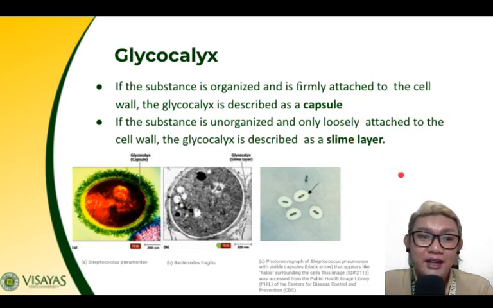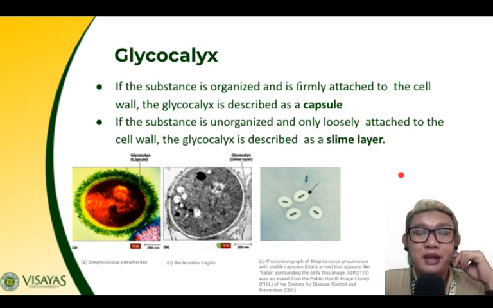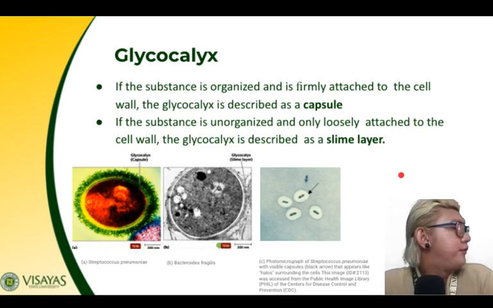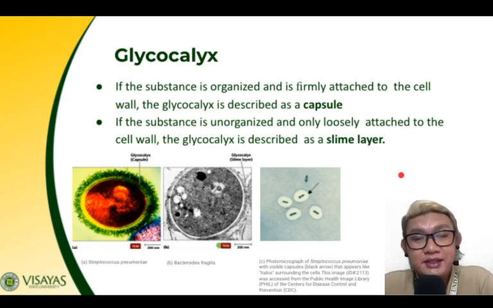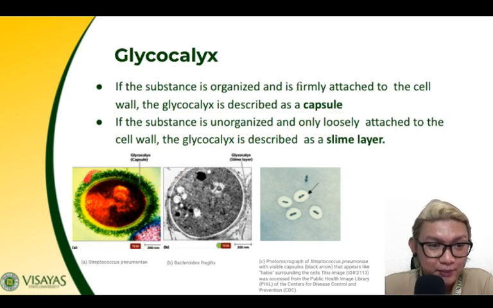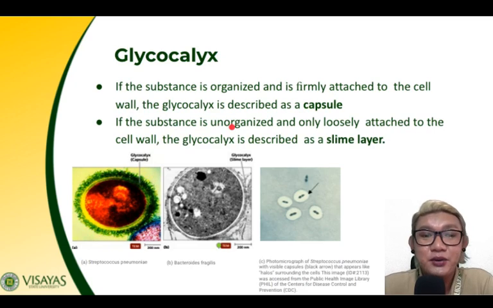So glycocalyx could be of two types, the capsule and the slime layer. If the substance is organized and is firmly attached to the cell wall, the glycocalyx is described as a capsule, just like this in the picture. If the substance is unorganized and only loosely attached to the cell wall, then the glycocalyx is described as a slime layer.